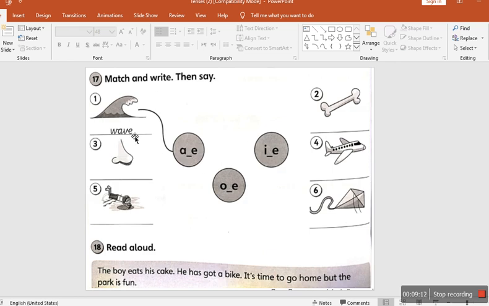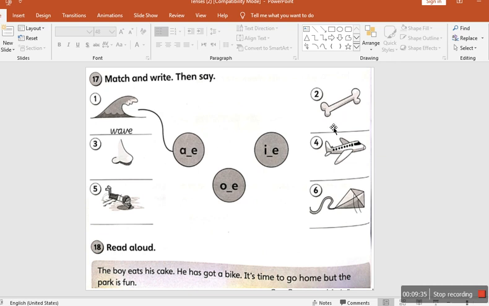Here we have, this is wave. A-E. We have O-E. And we have also I-E. All you have to do is to look carefully at these pictures and write the words here and match these words and pictures with the correct vowels.